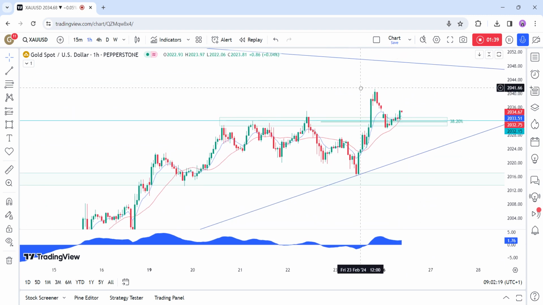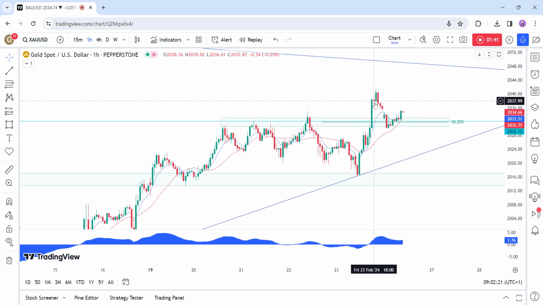On the 1-hour chart, we can see more closely the recent price action, with the price bouncing on this 2032 support and the red 21 moving average. If we get an extension into the trend line, it might diverge with the MACD, and that will make things even more interesting as the data will be the final catalyst for a big move on either side.